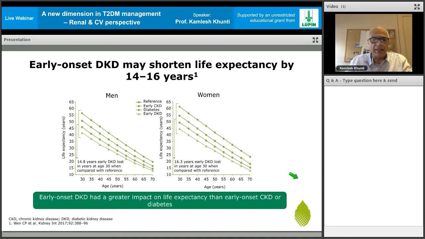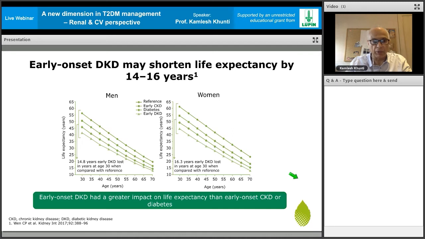Now that's giving you the hazard ratio of people, but what we want to look at is the life years lost once people have CKD or DKD. So this is a really nice study looking at life years lost, life expectancy here. Okay, so someone aged 30 here, life expectancy if they have early DKD is 40. If they just have diabetes, it's about 55. This is life expectancy, the number of years. If they have early CKD, it's here.